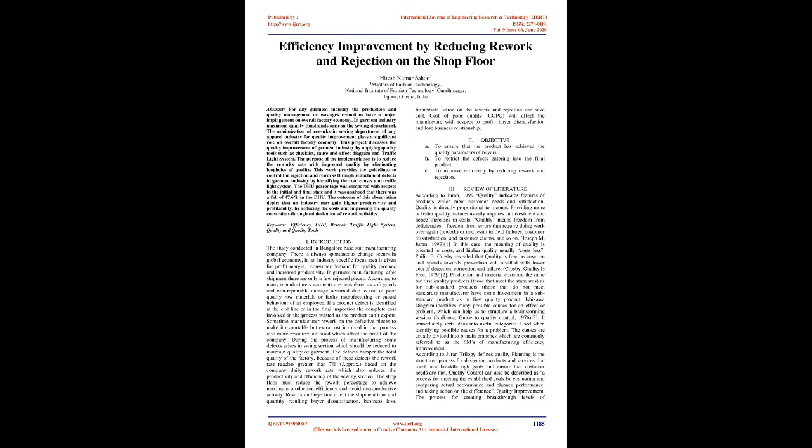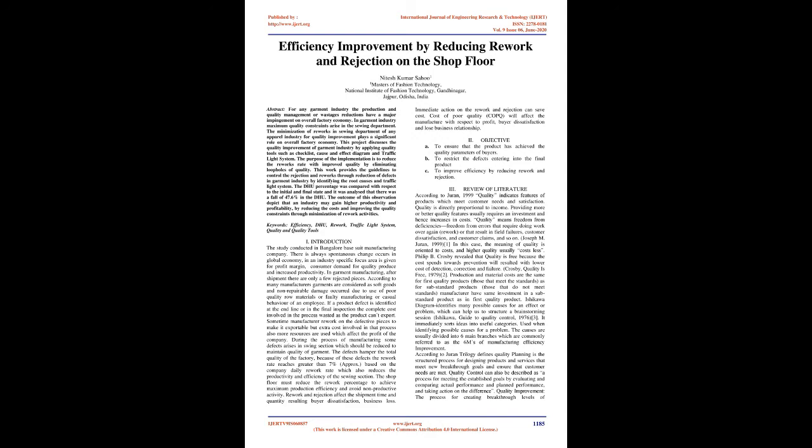The DHU percentage was compared with respect to the initial and final state, and it was analyzed that there was a fall of 47.6% in the DHU. The outcome of this observation depicts that an industry may gain higher productivity and profitability by reducing the costs and improving the quality constraints through minimization of rework activities. Keywords: efficiency, DHU, rework, traffic light system, quality, and quality tools.